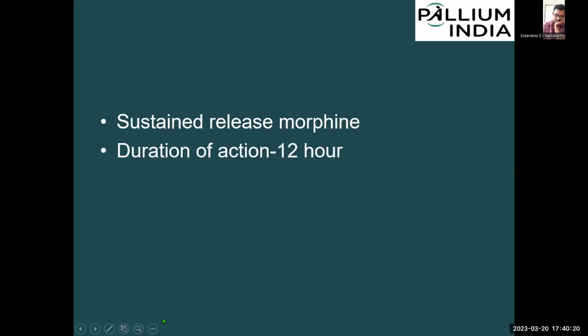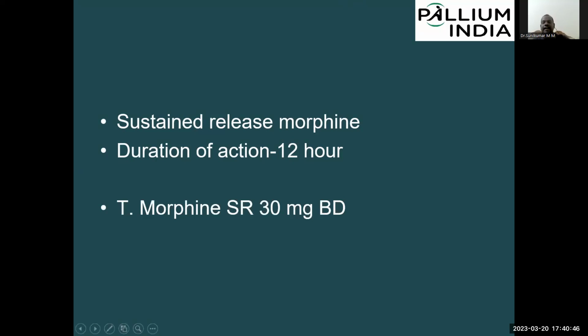So how do you give sustained release morphine for this patient? What should be the dose? 30 mg twice a day. Yeah, 30 mg BD, isn't it? It should be 30 mg BD. But this patient also can have pain in between. So what would you do? We can give an SOS tablet along with it. If he has pain, he can take 10 mg of morphine oral tablet SOS.